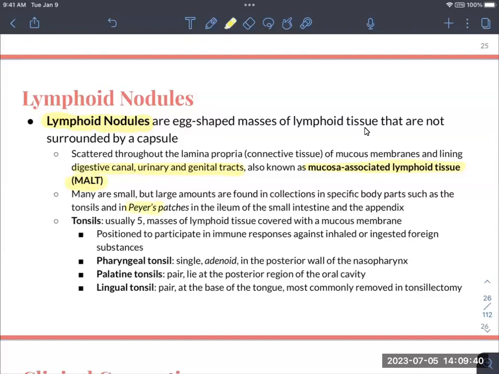As I mentioned before, Peyer's patches. These are found around mostly the ileum, that's part of the small intestine, and the appendix. We have a lot of that mucosa-associated lymphoid tissue. Our tonsils are lymphoid nodules. Technically, there's 5.